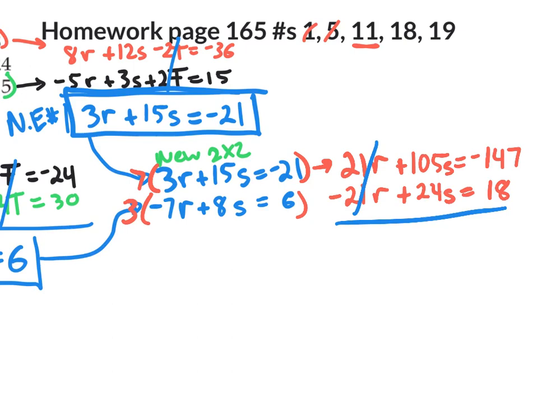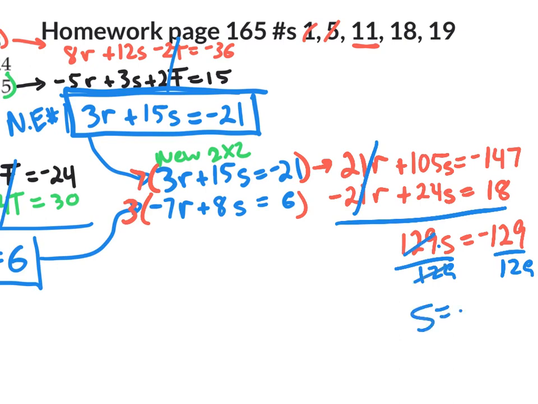I end up with this disgustingly huge number, 129s. And then on the right side of the equal sign, if we go negative 147 plus 18, what do we get? Thank God we get negative 129. So divide by 129, divide by 129. So you'll get s equals negative 1. Ladies and gentlemen, we have one answer of the 2x2 system. Let's find the other of the 2x2 system by plugging it in.